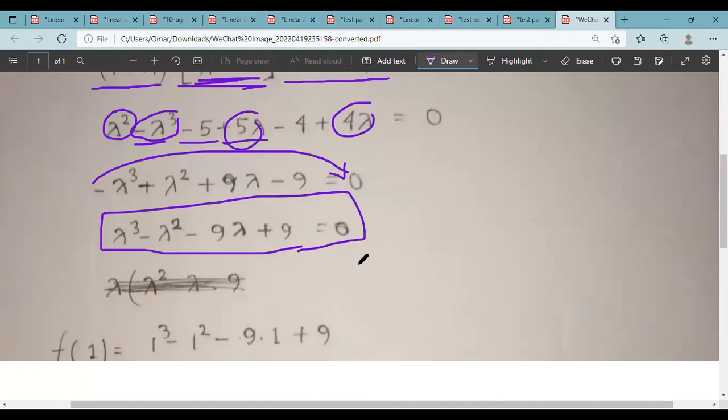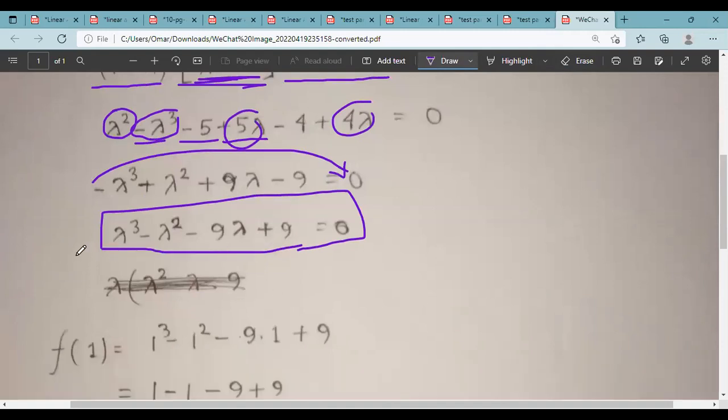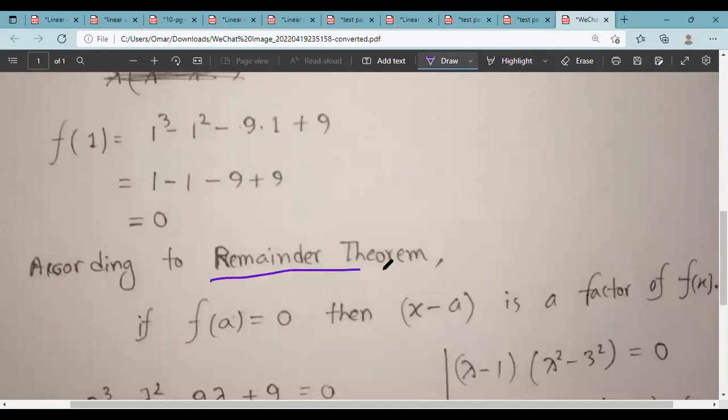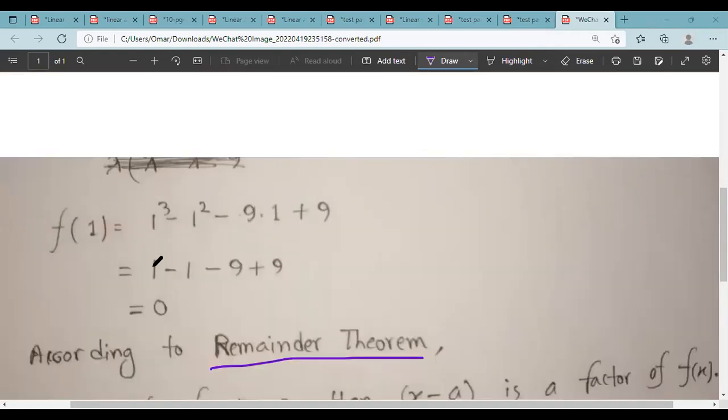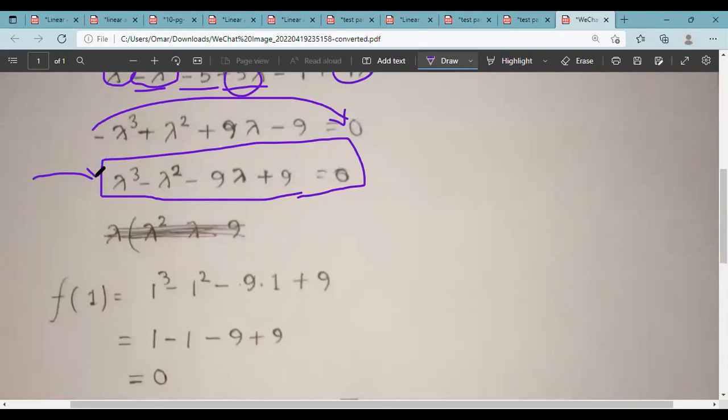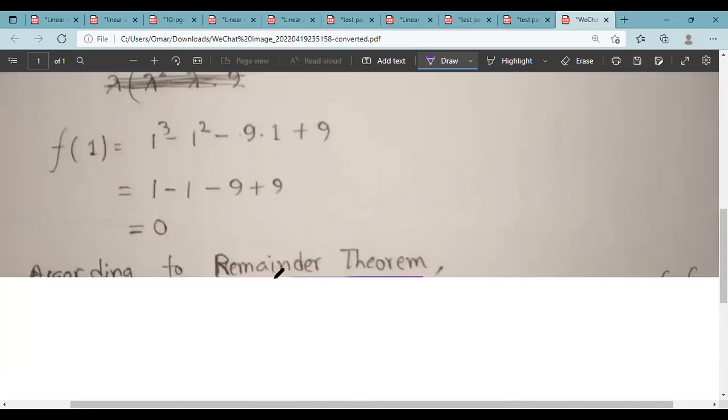And then I have to solve this using what is called the remainder theorem, okay? Guys, did you learn the remainder theorem in high school, like solving a third-order equation? Here the highest power is 3, right? So we are solving a third-order equation. Guys, do you know how to solve this, I mean, using the remainder theorem?